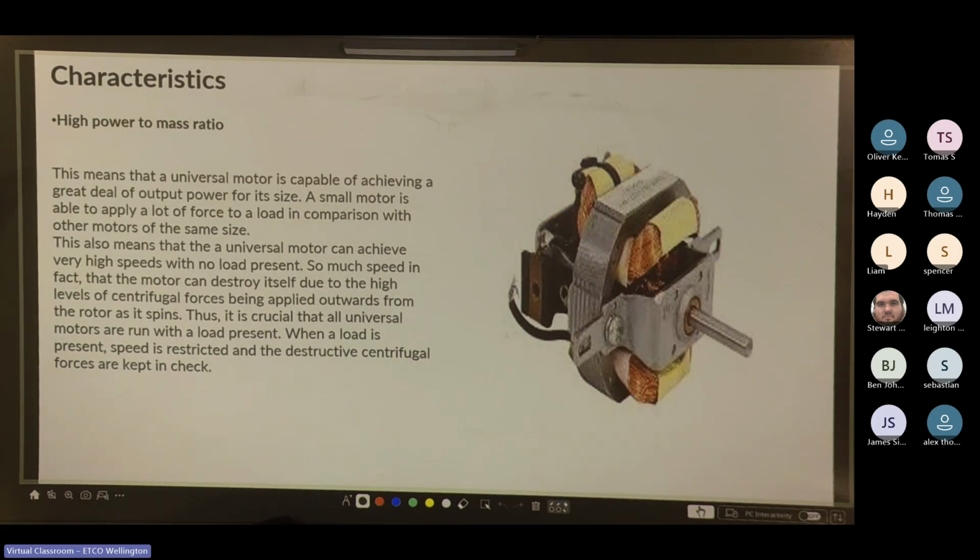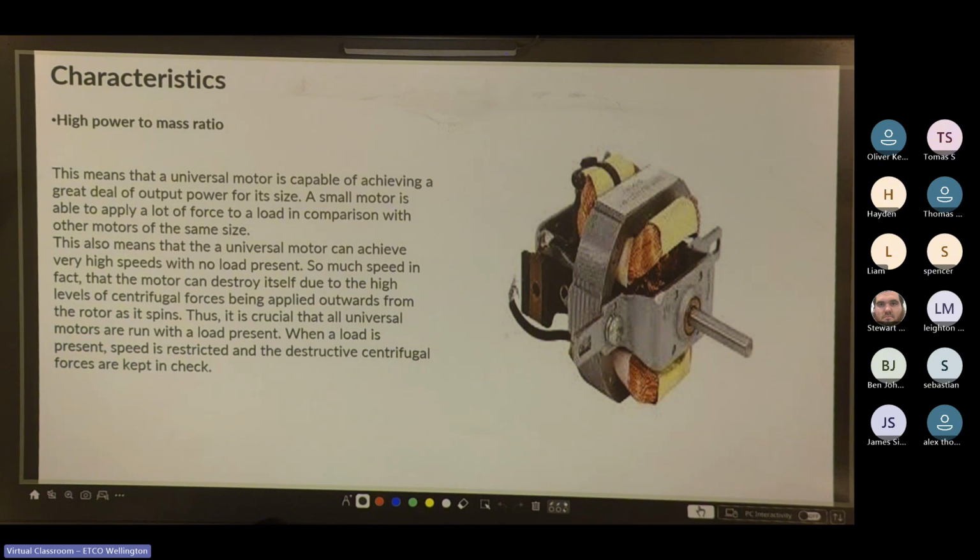Cool. So characteristics: it has a high power to mass ratio. This means that a universal motor is capable of achieving a great deal of output power for its size. A small motor is able to apply a lot of force to a load in comparison with other motors of the same size. This also means that the universal motor can achieve very high speeds with no load present. So much speed, in fact, that the motor can destroy itself due to the high levels of centrifugal force being applied outwards from the rotor as it spins. Thus, it is crucial that all universal motors are run with a load present.